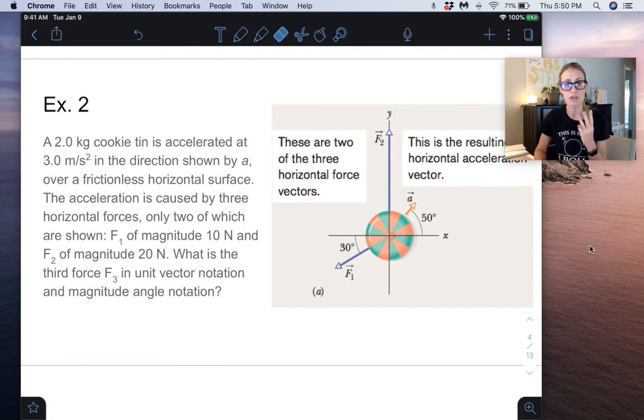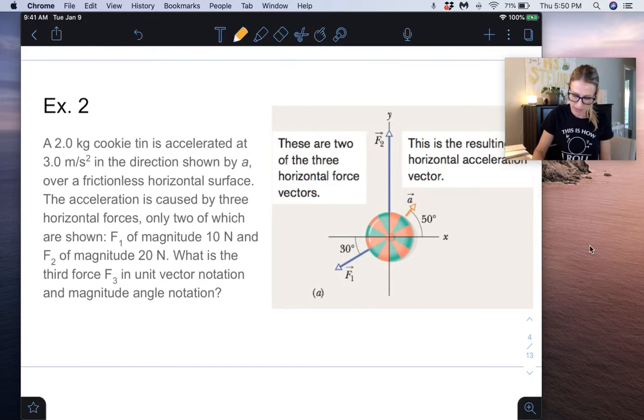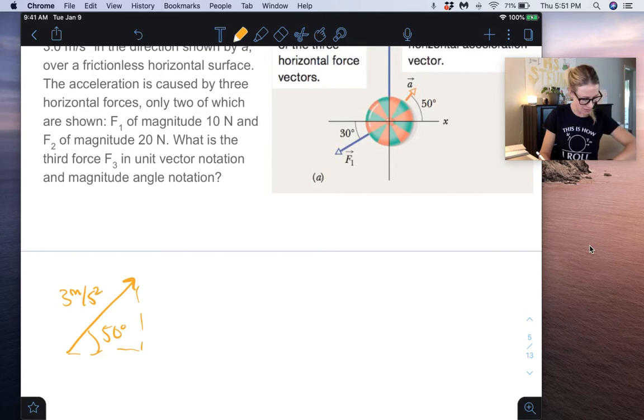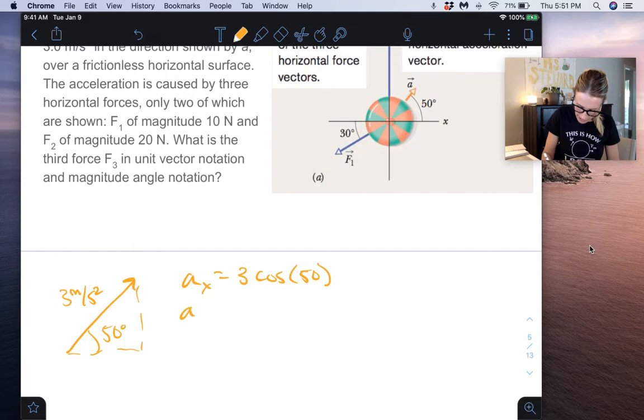So we have 3 forces that are causing an acceleration. And we can see that we have 2 dimensions here, so we need to split all of them up into x and y components. Let's put the acceleration up first. The acceleration vector is up at an angle of 50 degrees, and the acceleration is 3 meters per second squared. So acceleration in the x direction is 3 times the cosine of 50, and acceleration in the y direction is 3 times the sine of 50.